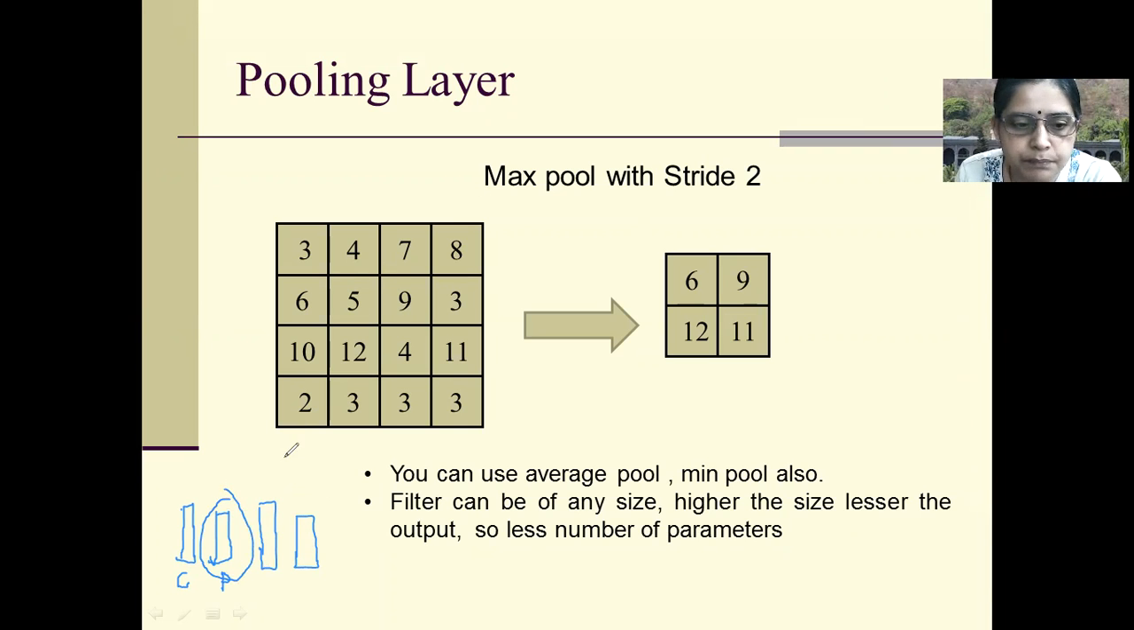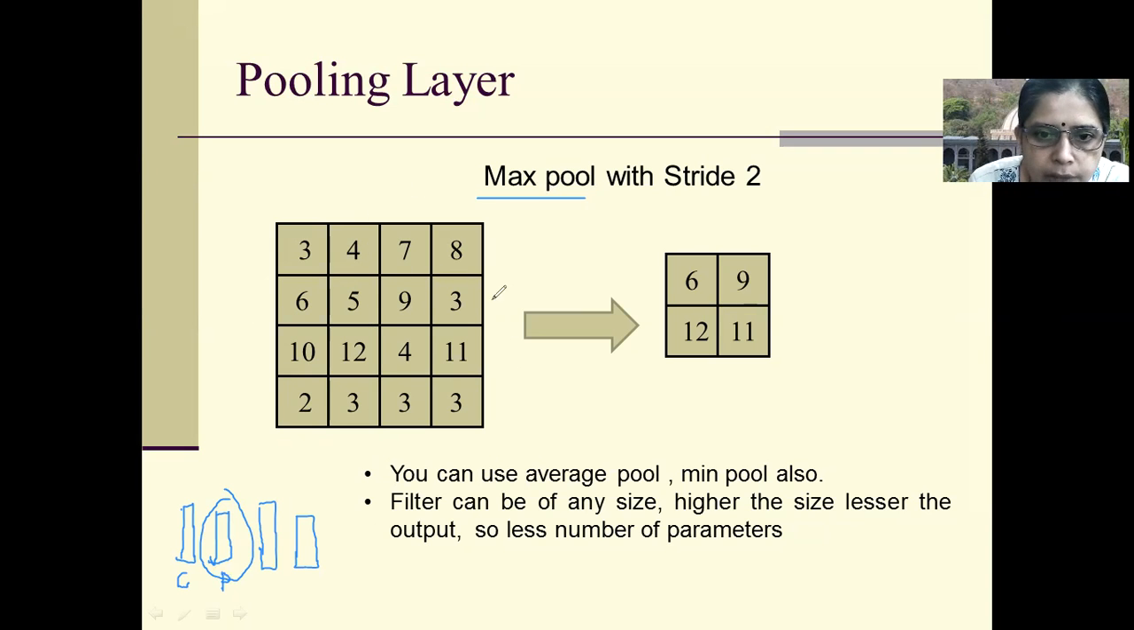So the aim of the pooling layer is to reduce the size of the data. So basically it generates a subsampled image. The pooling layer basically performs subsampling. Okay. So we can use different types of pooling. Either we can use average pooling, minimum pooling, or maximum pooling. So let us see what is the meaning of this pooling.